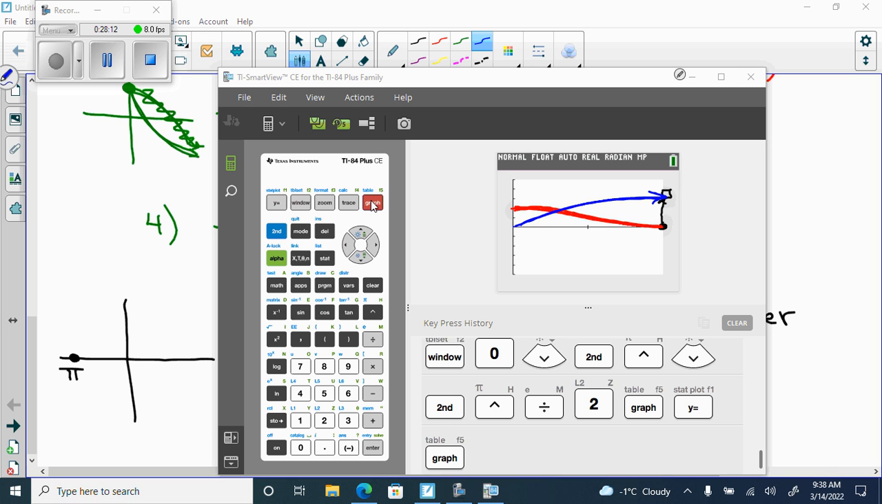They'll make you graph graphs from graphs. So they'll give you a second derivative graph and make you get back to the first. Or they'll give you a first and get you the second. You'll practice it enough, it's not hard.